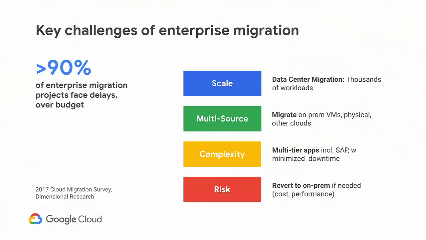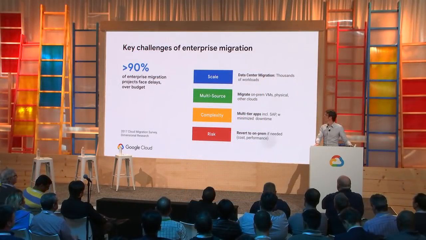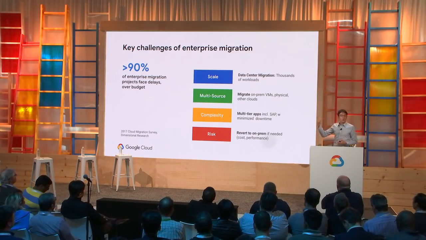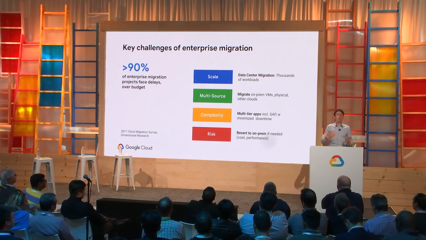And when we look at some more data, more statistics, over 90% of enterprise migration projects face delays or go over budget, right? Why is it so hard? Number one, the scale. So you have thousands of workloads, for example, in a data center, and you need to move that to the cloud.